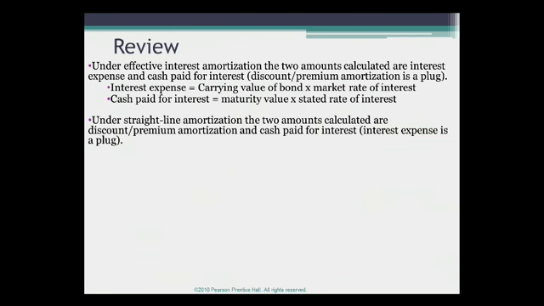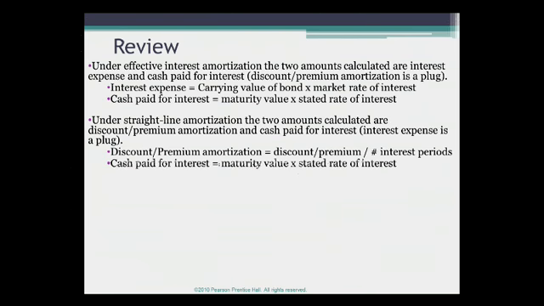Under straight line amortization, the two amounts calculated are the discount or premium amortization and cash paid for interest. Interest expense is your plug number. Your discount or premium amortization is your total discount or premium divided by the number of interest periods. Cash paid for interest is the same calculation, maturity value times the stated rate of interest.